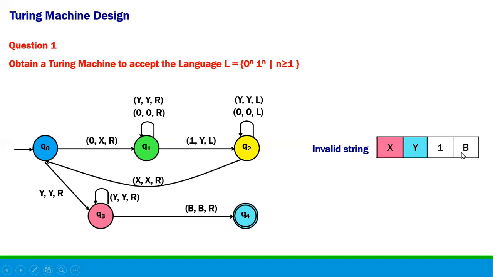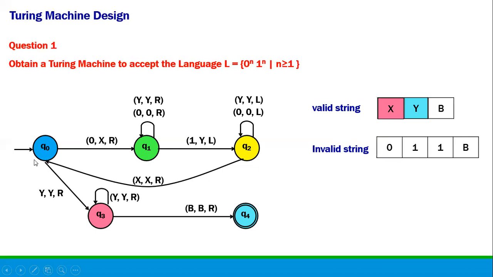I'm not reading a blank here. Okay, we will see one valid string, 0, 1, b. So 0, okay, replace with X. I am at q1, then I am replacing 1 with Y. I am at q2, but I am shifting left. Okay, I shift left, so I am coming to X.